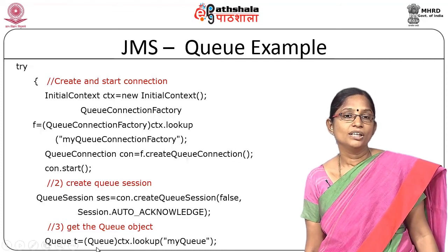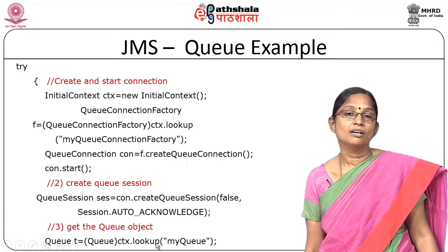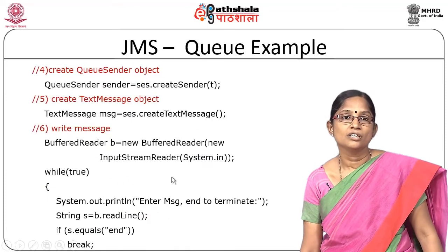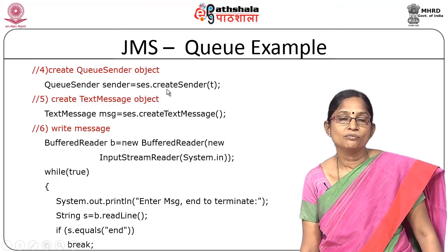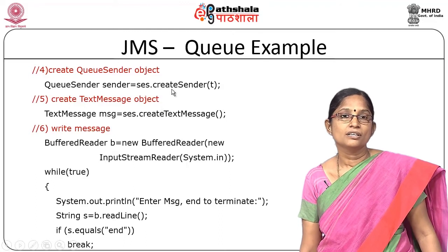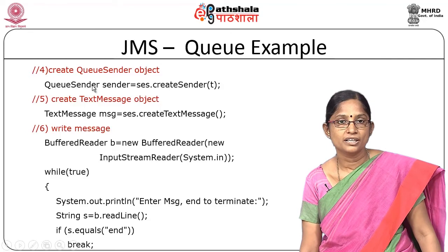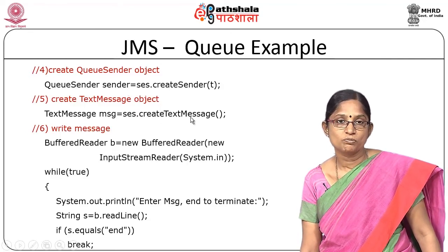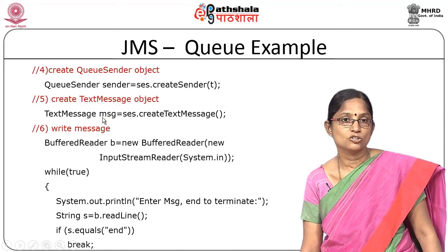Then we create a queue structure, which is looked up from the context, the queue which belongs to the destination. Now, using the session object, we create a sender. Sender, we call it the message producer. So, the message producer has been created using the session object, and its handle has been passed on to the object called sender, where sender belongs to the data type QueueSender. Now, again over the session, we create a text message. This has been passed on to the message object.